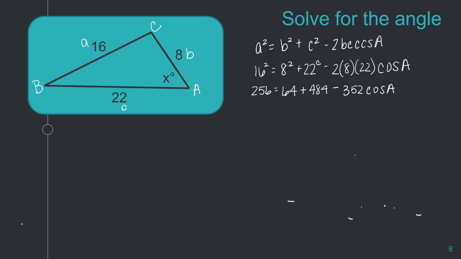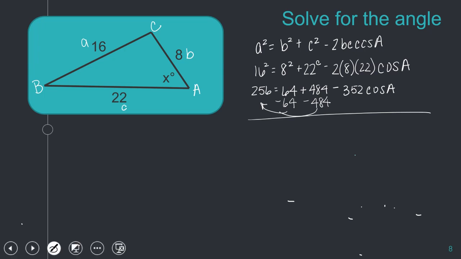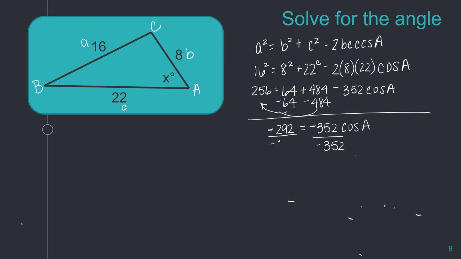Now here's where it gets different than what we've done before. We're going to start by subtracting 64 to get it to the other side. We're also going to subtract 484 to get it to the other side. I like to do these at the same time because it's quicker. So I'm going to take 256 minus 64 minus 484. That gives me negative 292. And on the right side, I've gotten rid of the 64 and the 484, so I'm left with negative 352 cosine of A. Now I'm going to divide by negative 352 to get that away from the cosine.